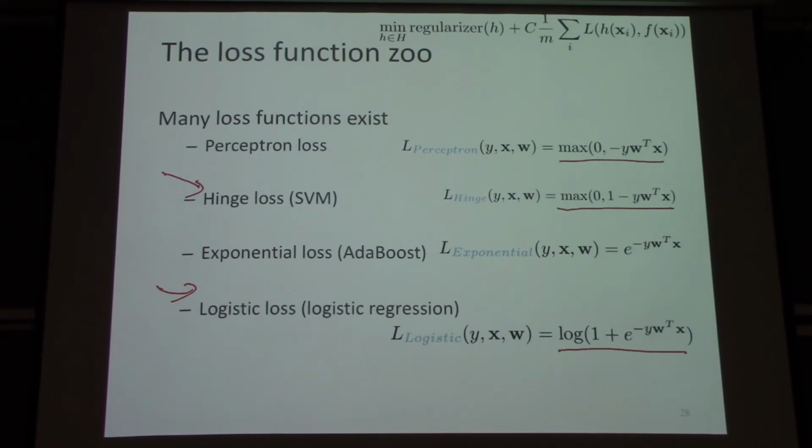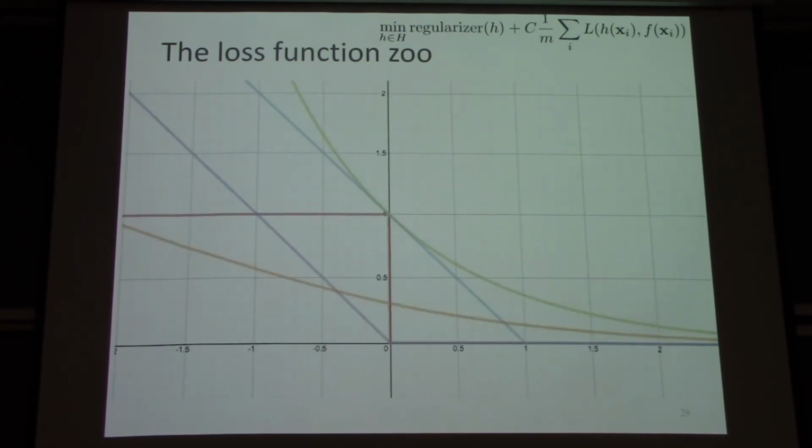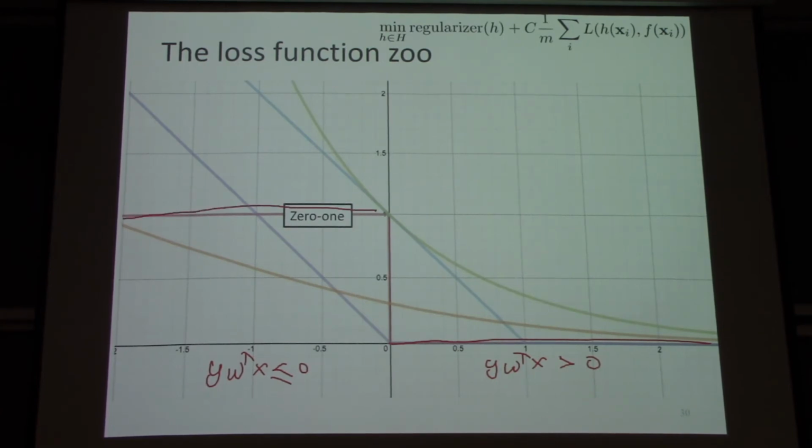And there is a way in which even AdaBoost can be seen as minimizing loss, which is actually the exponential loss. If you like pictures, these are all the losses overlaid on top of each other. On the horizontal axis is y w transpose x. On the vertical axis it's loss. So the 0-1 loss is the red line here. It says if y w transpose x is greater than 0, the loss is 0. If y w transpose x is less than 0, then you lose 1 point. That's what we would like to minimize.